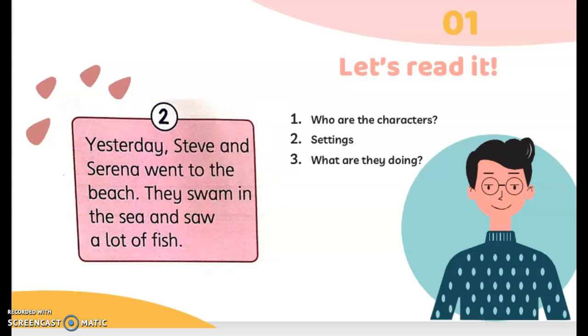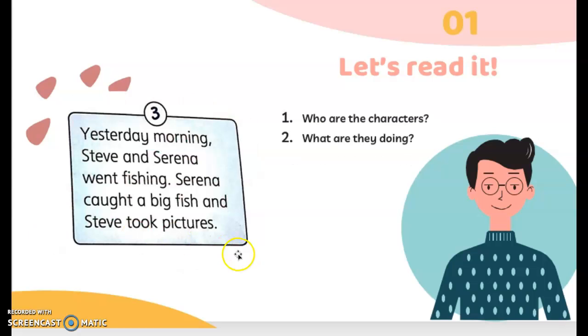Move on to the second sentence. Yesterday, Steve and Serena went to the beach. They swam in the sea and saw a lot of fish. Again the characters remain the same, Steve and Serena, but this time they went to the beach. And what are they doing? Both of them were swimming in the sea and they saw a lot of fish in the sea.